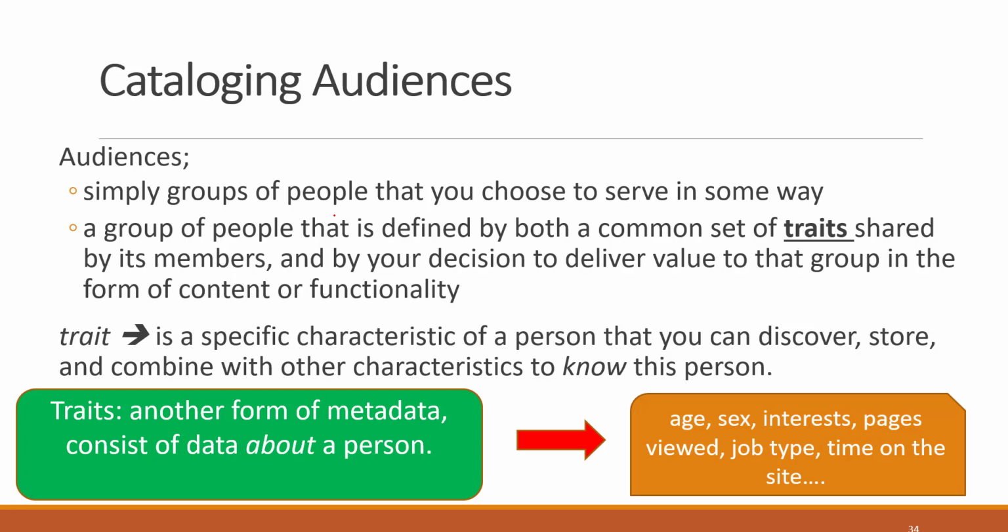the audience that wants to learn something. Okay, in other words, for example, like author, it is used for UTHM students specifically. For Moodle, for example, it is used for students. Okay, a group of people that is defined by a common set of traits. So traits mean a specific characteristic of a person that you can discover, store, and combine with other characteristics to know this person.